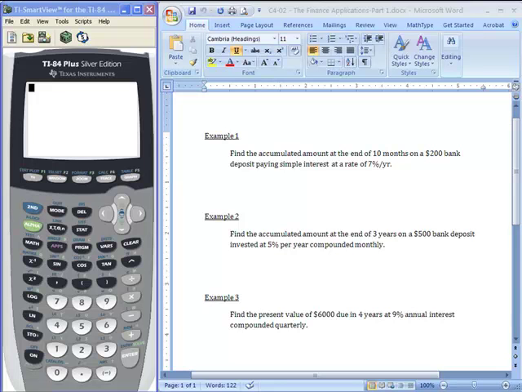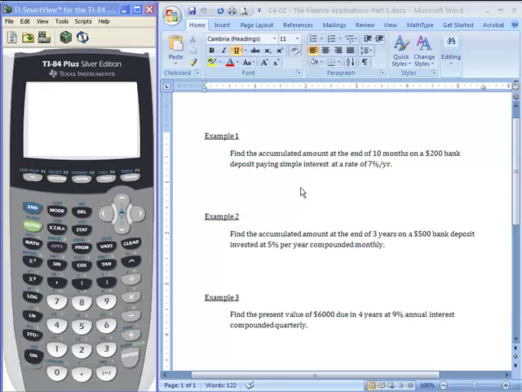to Finance Applications Part 1. Here we're going to look at the basic formula for simple interest, accumulated amount compound interest, present value of compound interest, effective rate of interest, and we'll also look at accumulated and present value when interest is compounded continuously. So we've got 6 examples I'm going to work through in this video here.